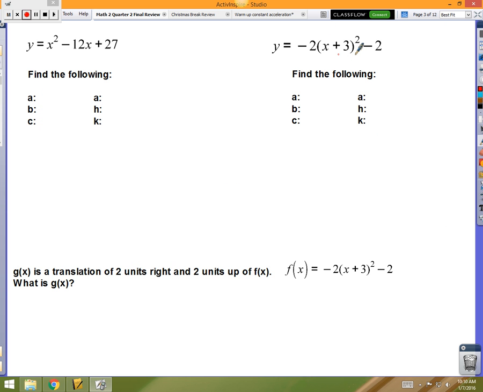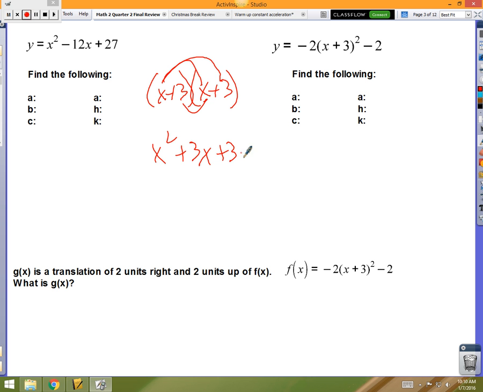do is simplify this. Let's do the exponent. Let's do x plus 3 squared. Okay, x plus 3 squared is x plus 3 times itself, x plus 3. So to get rid of the exponent, you just do that times itself. x times x is x squared. x times 3 is 3x. 3 times x is 3x. 3 times 3 is 9.